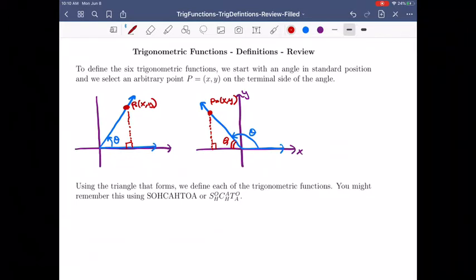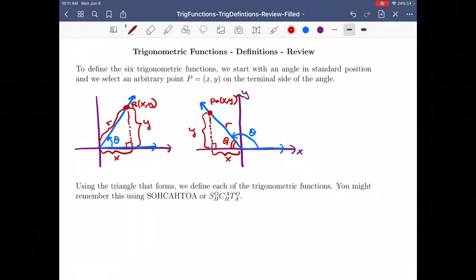Because I have coordinates x, y for P, we know that this distance here is the x value, and this distance here is the y value. Similarly, for the obtuse one, this is x, but it's going to be a negative x. And here's the y value. And then we have this, let's call it an r side. So that's the length from the origin to the point.